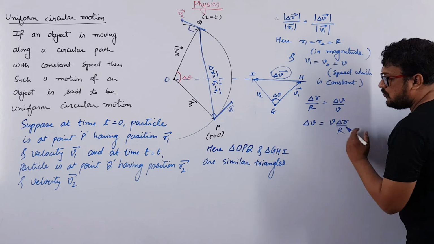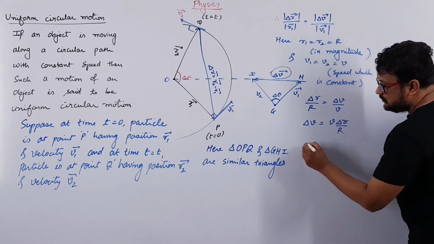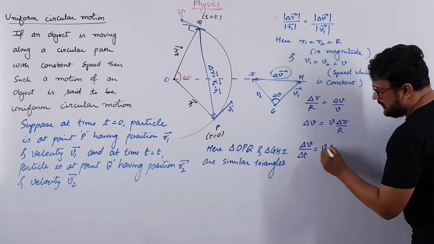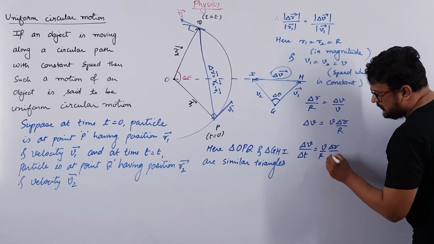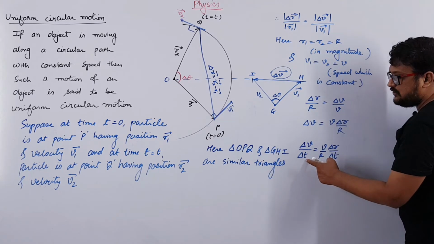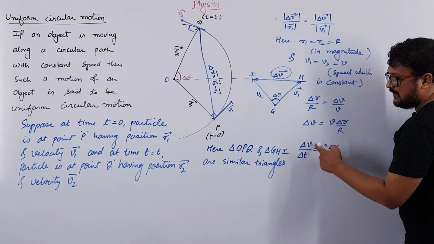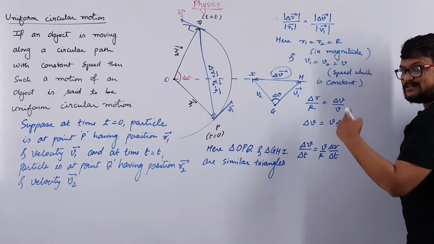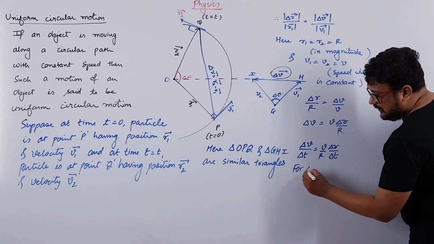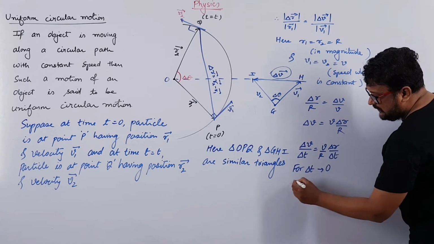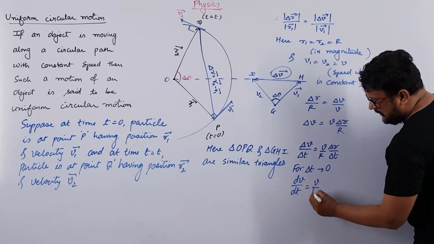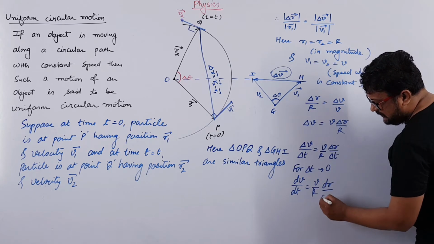So if you divide both sides by delta T, right? So delta V over delta T will be equal to V by R into delta R by delta T. Now if we take delta T tends to 0, then delta V by delta T will be instantaneous acceleration, right? For delta T tends to 0, you can write the above equation as dV by dt is equal to V by R dR by dt.